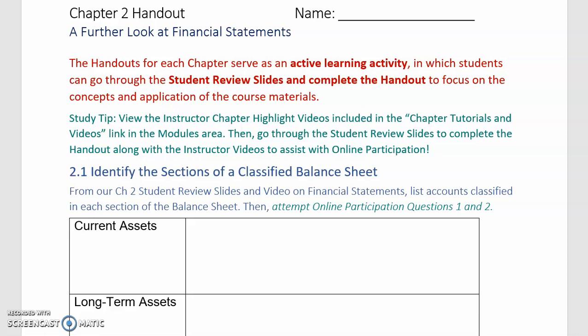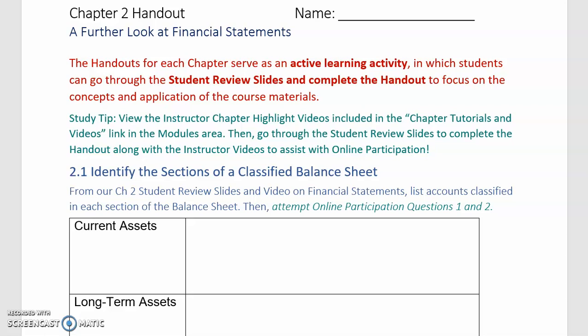While you're going through this handout, please look at our student review slides and complete the handout. And also, I recommend looking at our chapter tutorials and videos link in the modules area, especially those instructor videos to assist with our online participation questions.